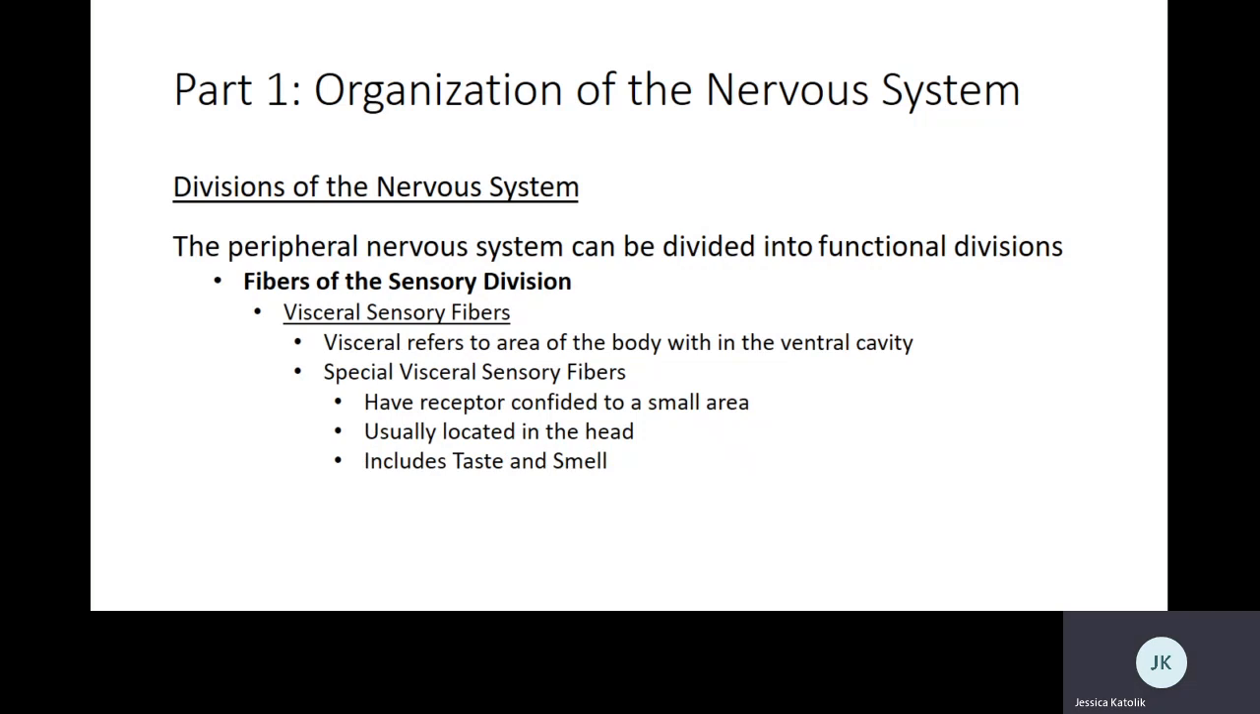We also have special visceral sensory fibers. These again are going to be confined to a very small area, usually located in the head. This would include things such as the tongue and the nose. That would still be considered visceral because it would be part of the ventral cavity.